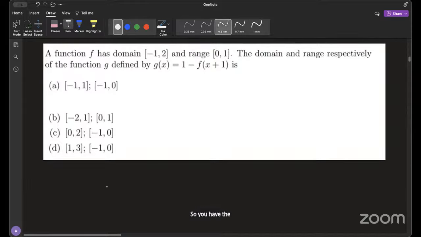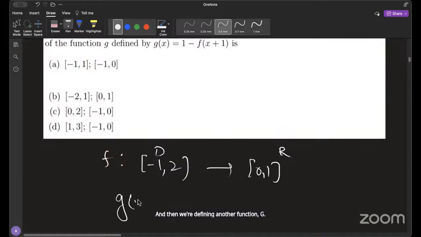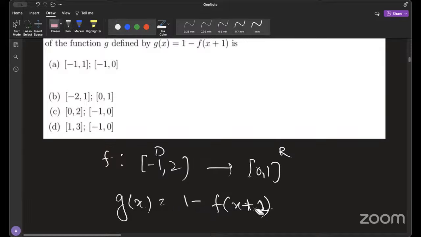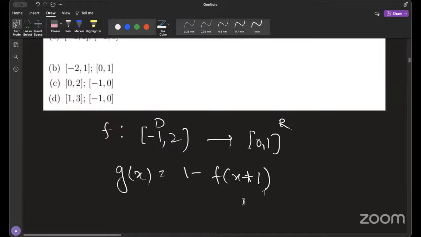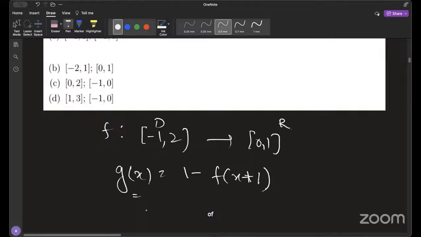So you have one function f from -1 comma 2. This is the domain, and the other thing that's given is the range as well as codomain. The codomain and range are equal here. We don't need the codomain, so leave it. This is the range. And then we're defining another function g, where g of x is equal to 1 minus f of x plus 1. We have to find the domain and range of this function g.